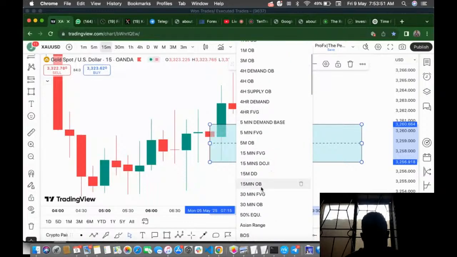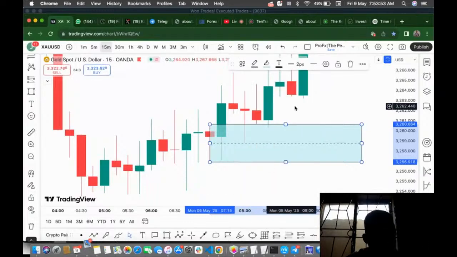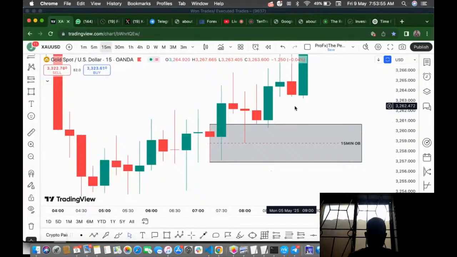So this can just be so clear. Our timing, okay, and our goal is to what? To sell, right? Our bias is to sell. So pay attention to that. Our bias is to sell.